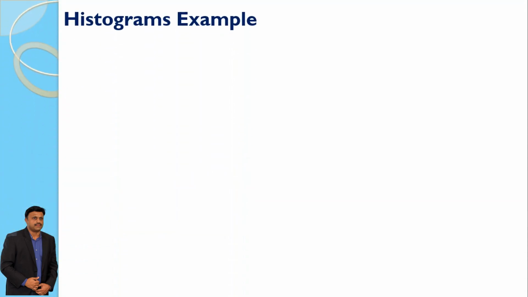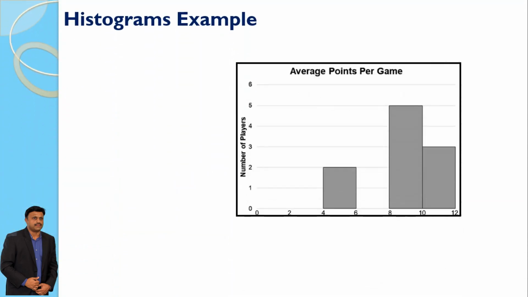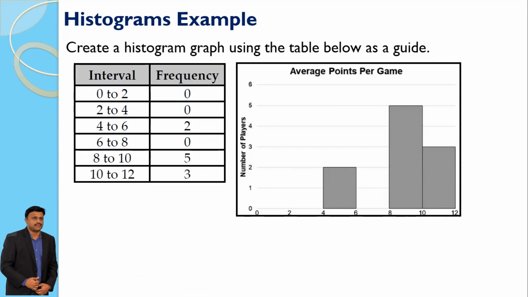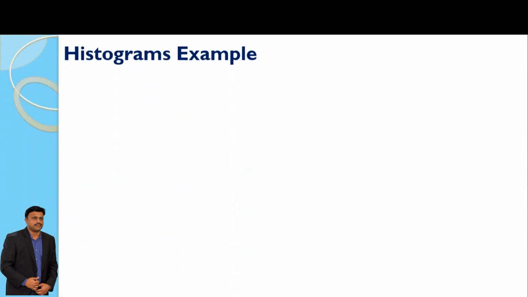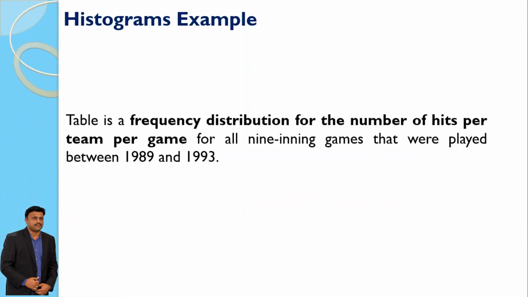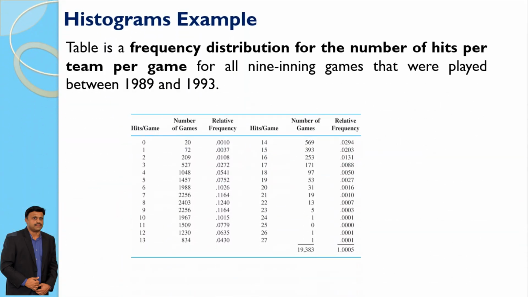To create a histogram graph, use the table as a guide. The table shows intervals and their corresponding frequencies, which can be plotted to visualize the distribution of data. This table represents a frequency distribution for the number of hits per team per game for all 9-inning games played between 1989 and 1993. It helps in understanding how often different numbers of hits occurred.